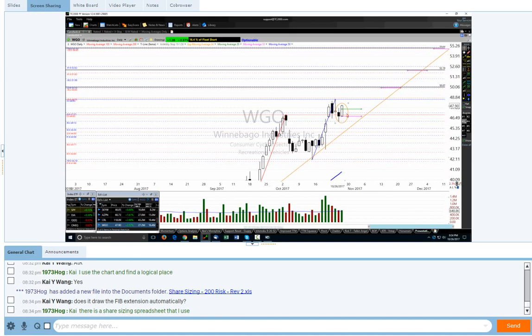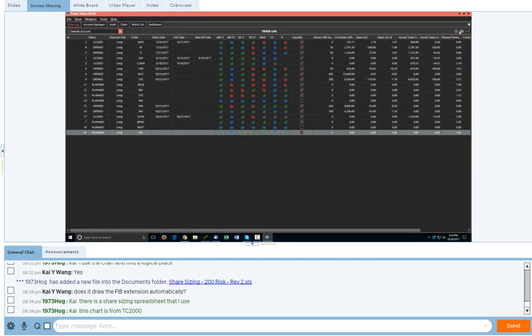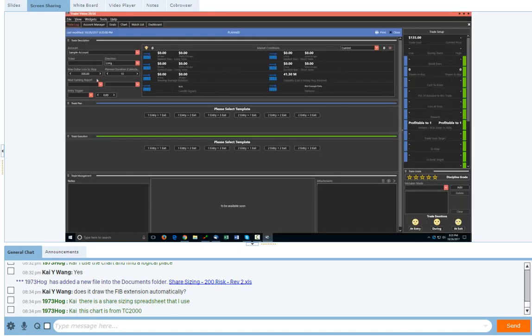Again, my stop is below proven support at this point, and so it can be pretty tight. Let's take a look at this. So our entry is going to be 47.50. Our stop is 46.60, let's call it.